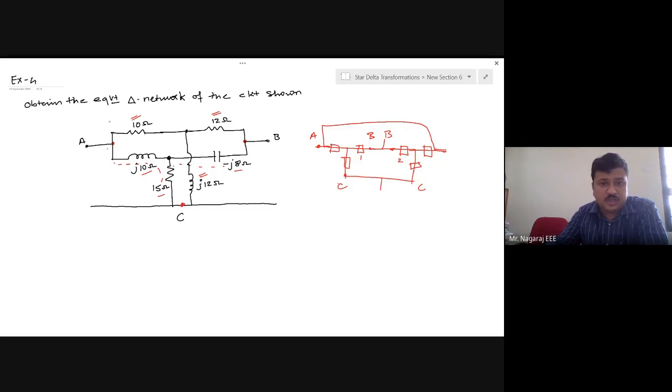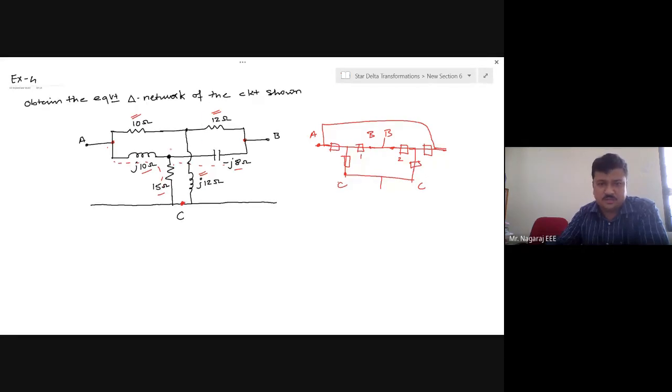Even if I want the star equivalent of the circuit given, I should first convert them into delta, then take the parallel combination of two delta, then take the equivalent of delta into star. So when I have two parallelly connected star networks, the complexity increases in calculation. So we shall move ahead with the solution.